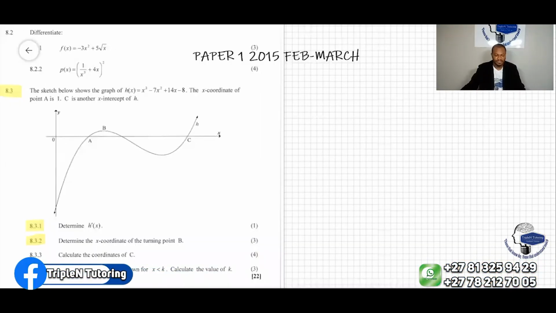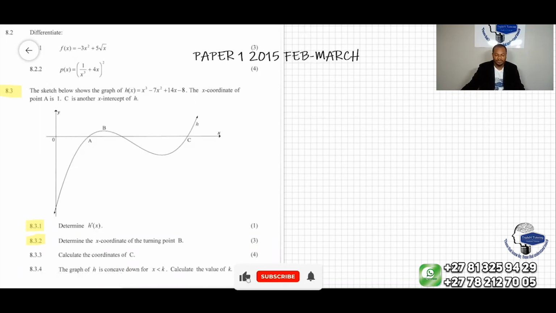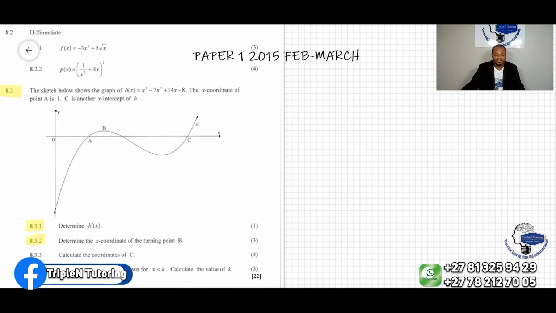Well, we have another question here. Question 8.3 says the sketch below shows the graph of h of x, which is equal to x to the power 3 minus 7x squared plus 14x minus 8. The x coordinate of the point A is 1 and C is another intercept of h. Now 8.3.1 says determine h prime of x.